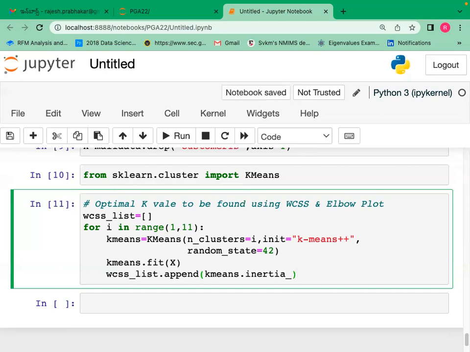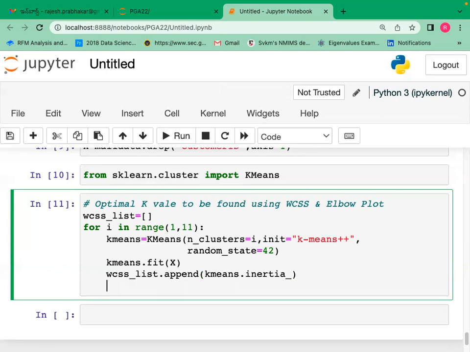So we are running from 1 cluster to 10 clusters. The outer value will be ignored in Python. So if you give 11, it will take only 10. And in each iteration, it will take i value from 1 to 10. PLT dot plot, come out of the loop. PLT dot plot range 1 comma 11 comma WCSS list.